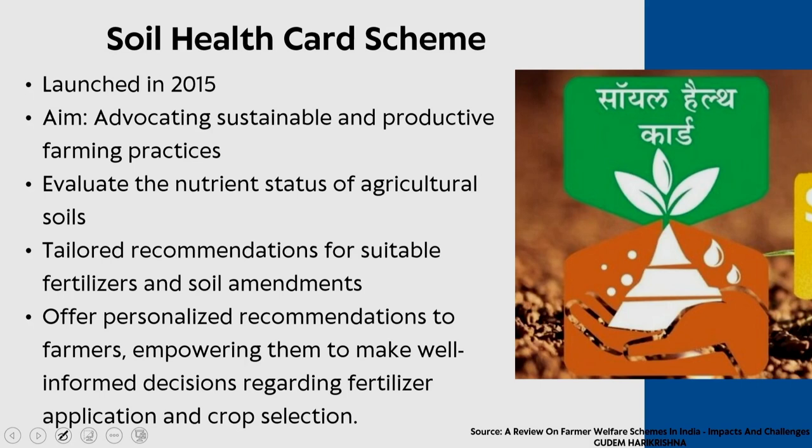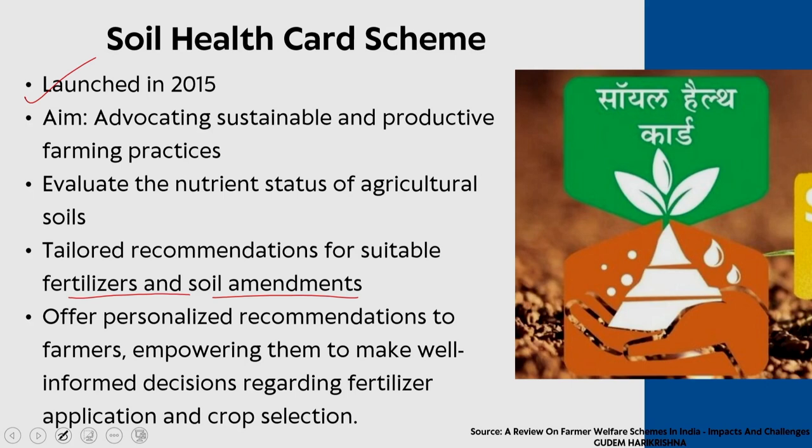The soil health card scheme, yet another pivotal governmental scheme, was launched in 2015, and it aims to advocate sustainable and productive farming practices. This scheme endeavors to evaluate the nutrient status of agriculture soils and offer personalized recommendations to farmers, empowering them to make well-informed decisions regarding fertilizer applications, soil amendments, etc. Even crop selection is a part of this soil health card scheme. This is what makes the scheme more robust, because it offers tailor-made recommendations to farmers, empowering them to make well-informed decisions.